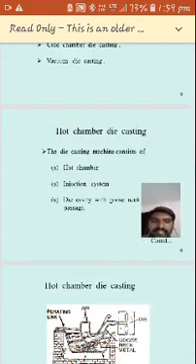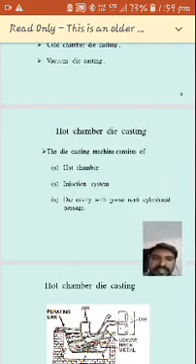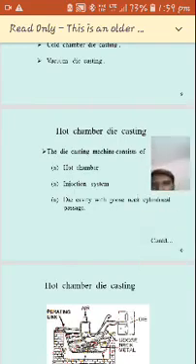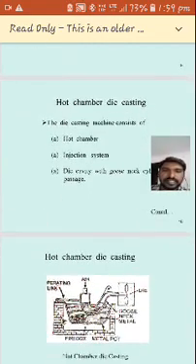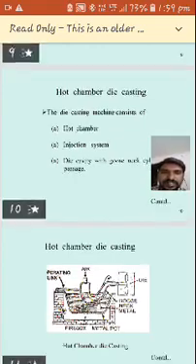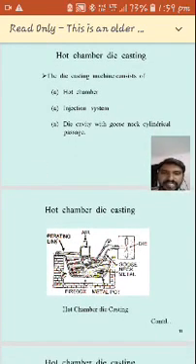Hard chamber die casting. The die casting machine consists of three major parts: one is the hard chamber, the second is the injection system, and the third is the die cavity with a gooseneck cylindrical passage. The die cavity with the gooseneck pipe is there.